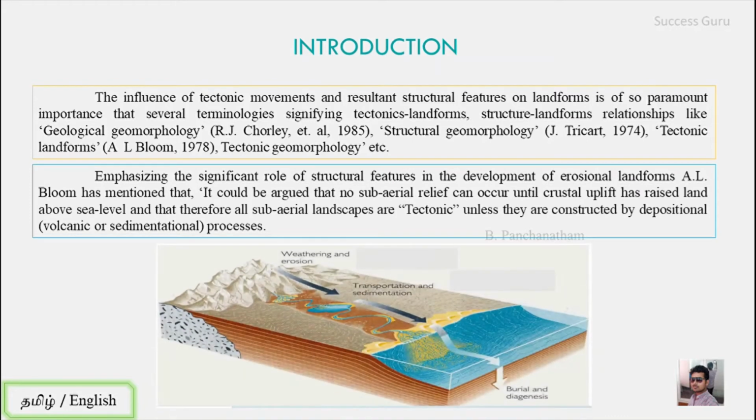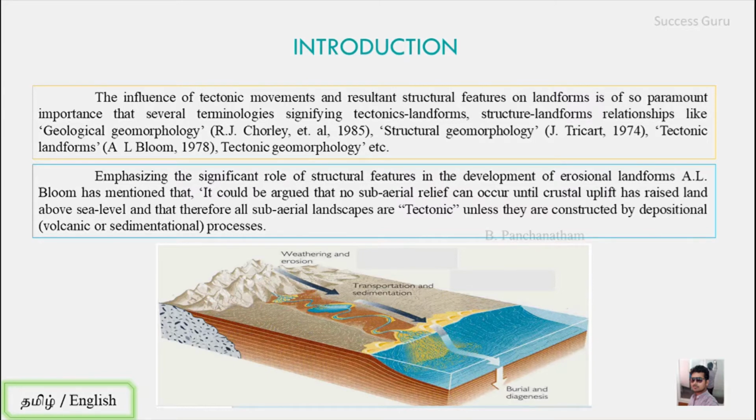To emphasize the significant role of structural features in the development of erosional landform, A. L. Bloom has mentioned that it could be argued that no subaerial relief can occur until crustal uplift has raised the land above the sea level, and therefore all subaerial landforms are tectonic.